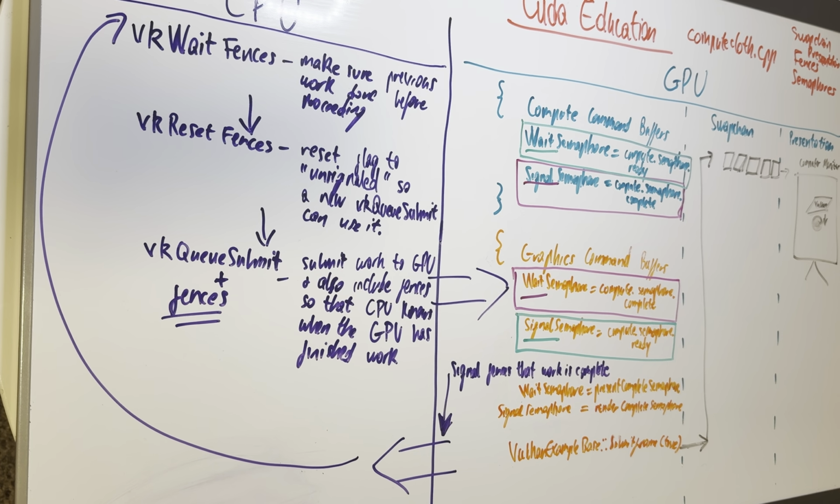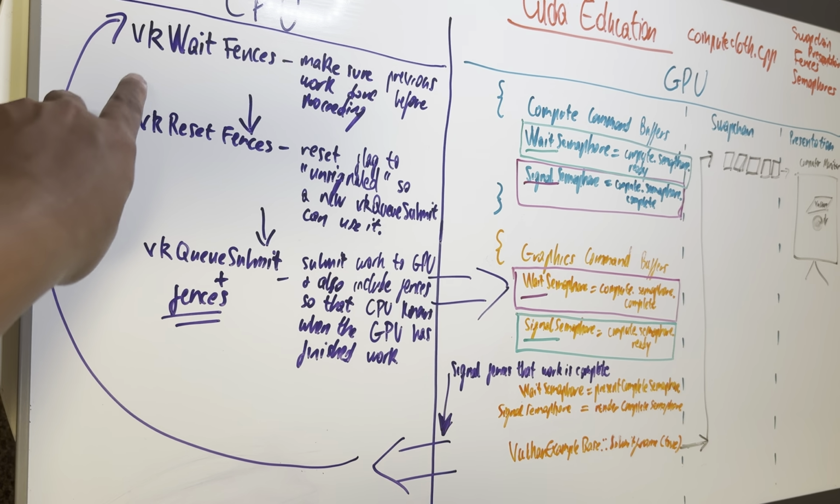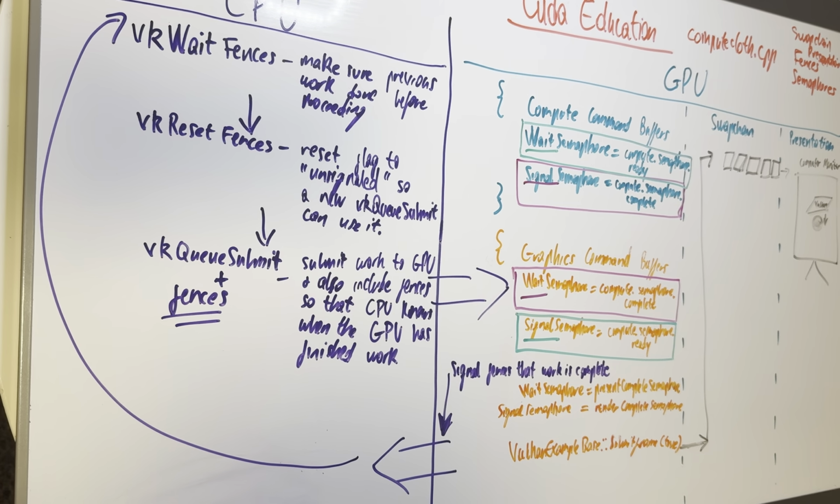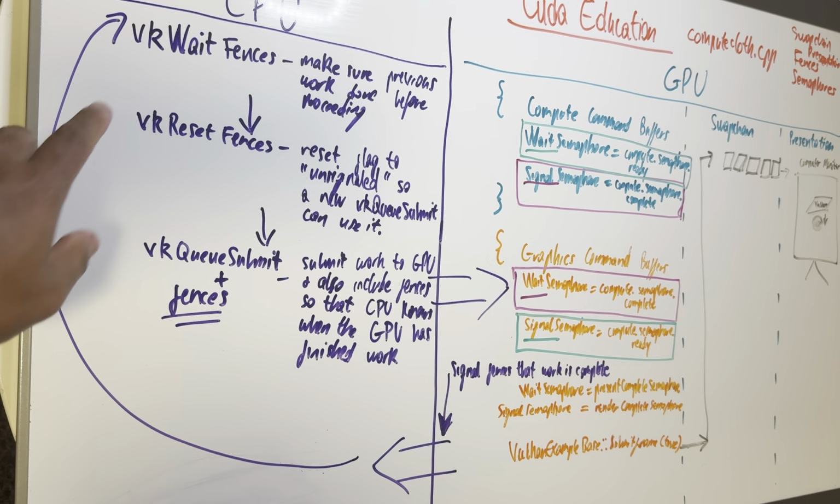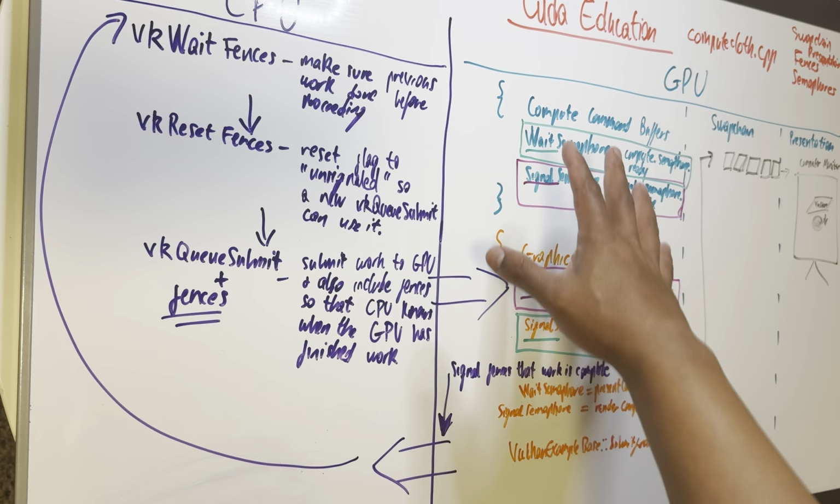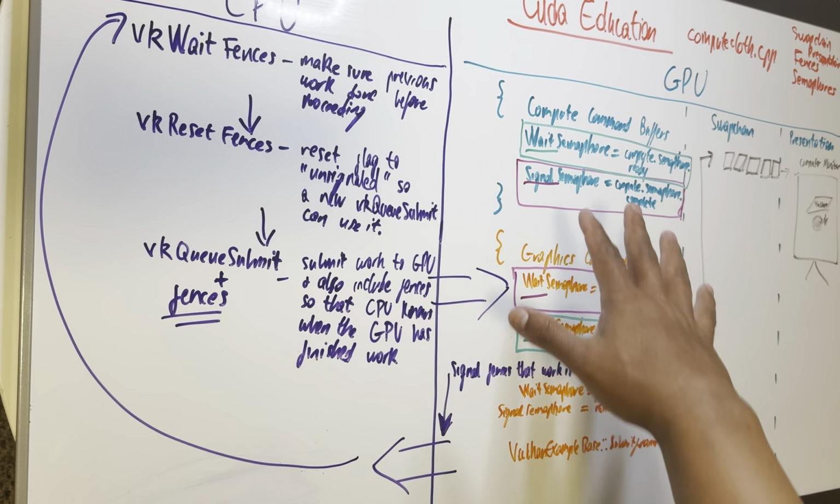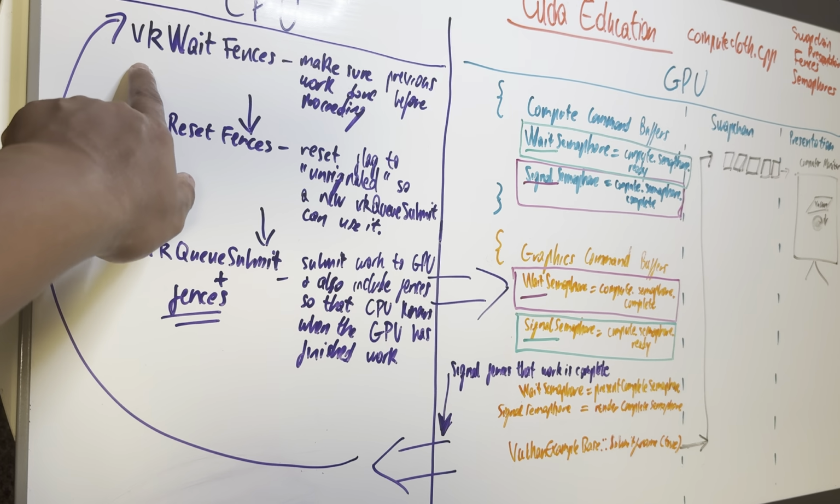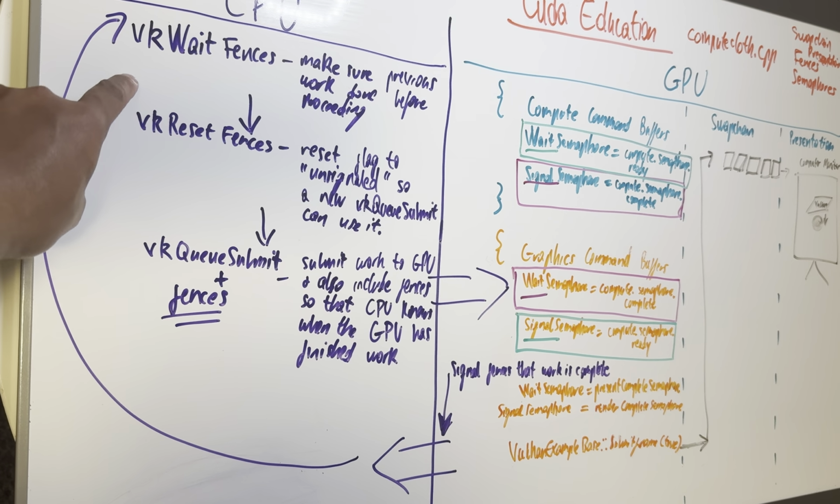There are different stages that are associated with the semaphores, but I don't want to make this more complex than it needs to be, right? But let us just go through one more time the entire process. So in the beginning, the CPU calls vkWaitForFences to make sure the previous work is done before proceeding, right? So vkWaitForFences is just making sure that any previous work that was submitted to the GPU is done, and we are clear to proceed. If work hasn't been done yet, we wait right here.